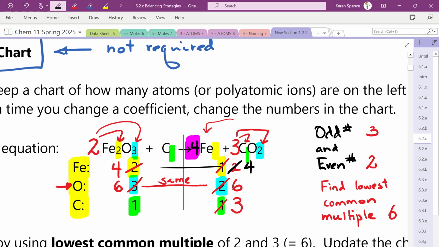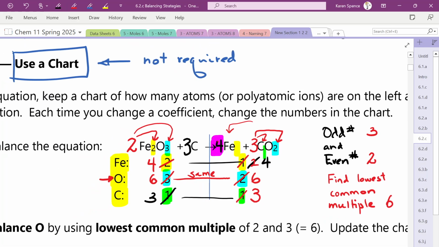And then finally, for carbon, once again, we have like a single carbon here on the left all by itself. And so we can just toss a 3 in front of that, and that gives us 3 carbon. And now I've got 4 iron, 6 for oxygen, 3 for carbon, and everything is balanced. And I've kept track by keeping those underneath that little chart. But like I said, the chart is not required. If you can do this in your head and you're getting it correct, I don't care if you use the chart. Okay?